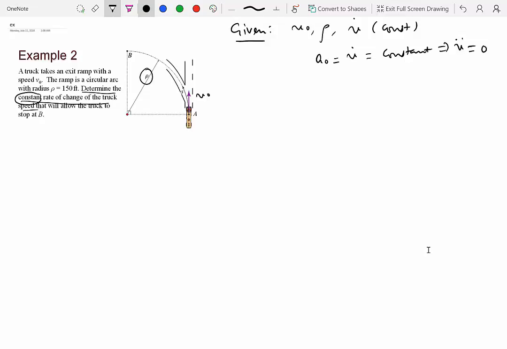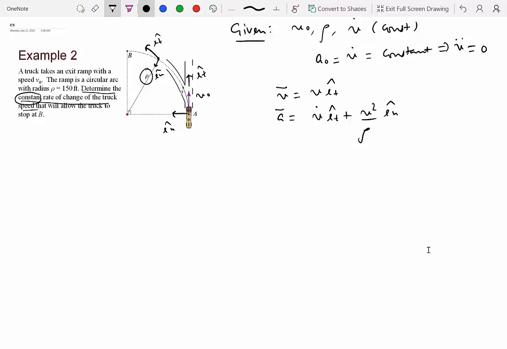So let's start by writing the expressions for velocity and acceleration in the tangent normal system. So v is v et hat, and acceleration is given as v dot et hat plus v squared over rho en hat. So acceleration has a component along the tangential direction as well as the normal direction. If it is at point A, this is the tangential direction, this is the normal direction. If it is somewhere here, that's the tangential direction, and this is the normal direction.